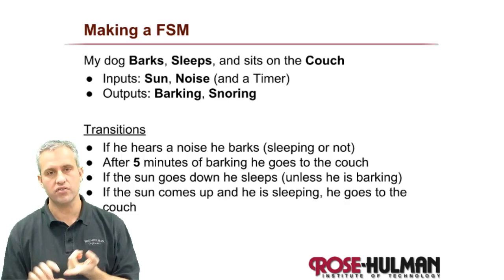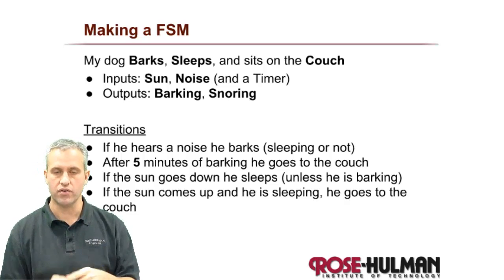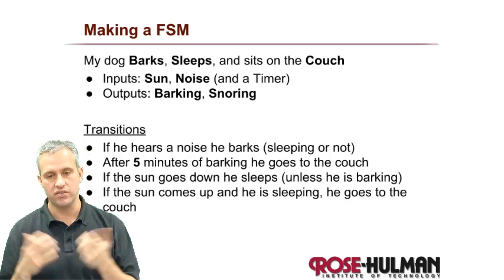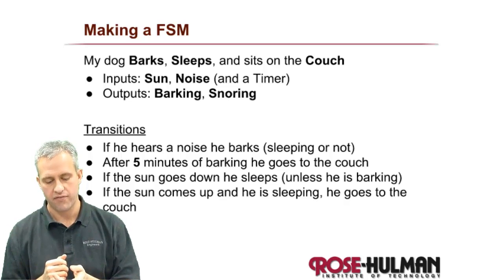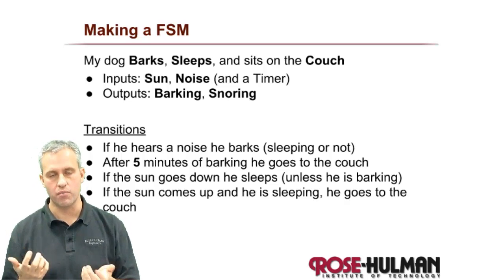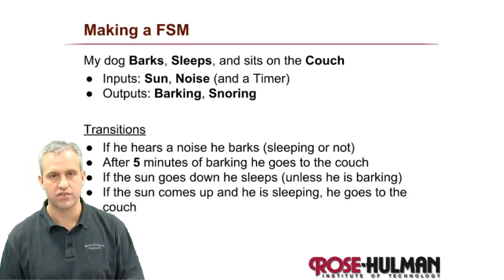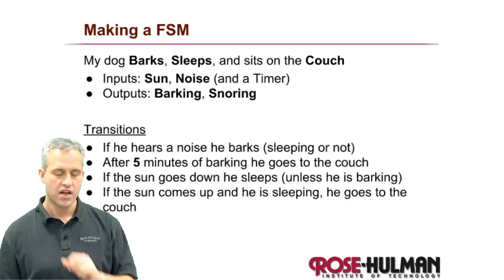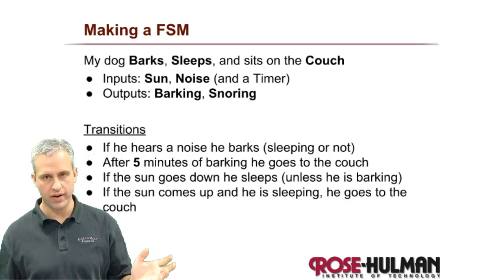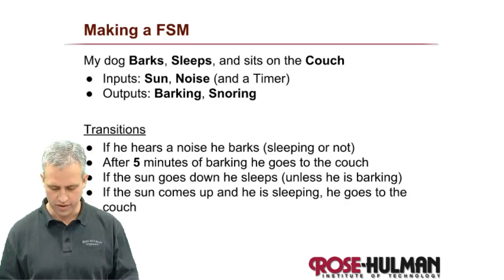The inputs on this are whether the sun is up or not. If the sun is up, that means he's not sleeping. If he hears a noise, he's going to start barking. This particular dog barks for 5 minutes, whenever he hears a noise, doesn't matter if he's asleep or awake. If he hears a noise, he's going to start barking.